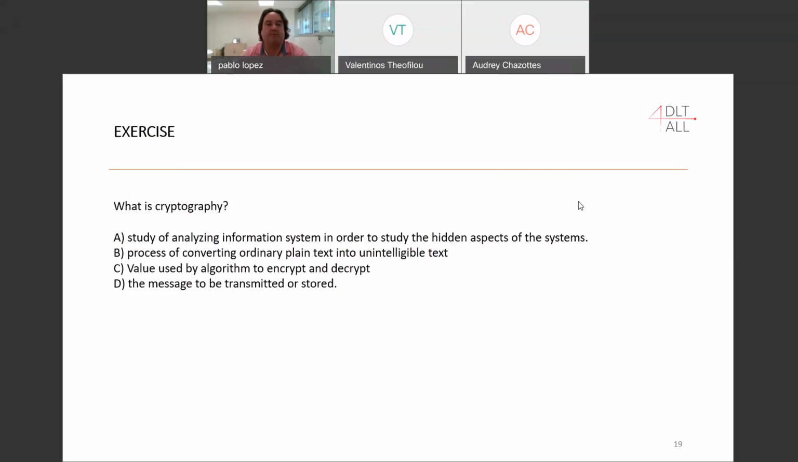Let's go ahead with the first one. The first one is about the definition of cryptography. So, what is cryptography? Cryptography is the study of analyzing information systems in order to study the hidden aspects of the system. It's a process of converting ordinary plain text into unintelligible text. Value used by an algorithm to encrypt and decrypt, or the message to be transmitted or stored. You can put your answer in the chat. Some people are already answering, so you can write A, B, C, or D. I'll give you 10 seconds.